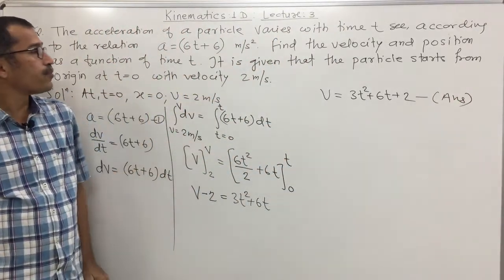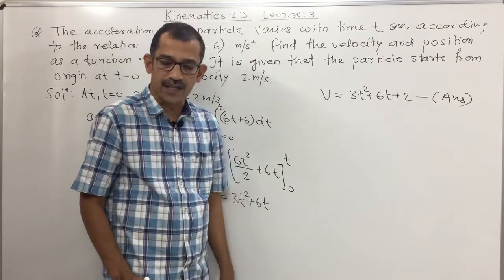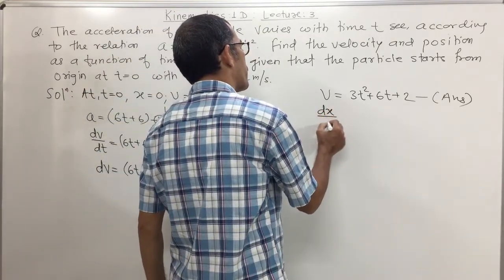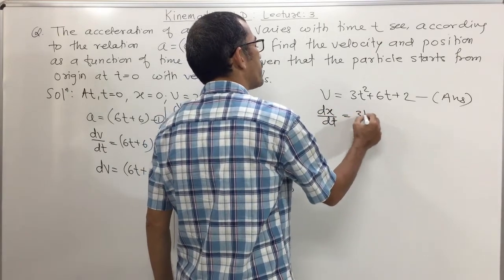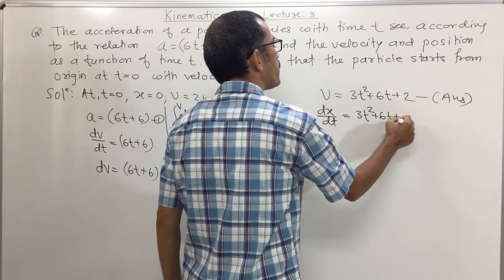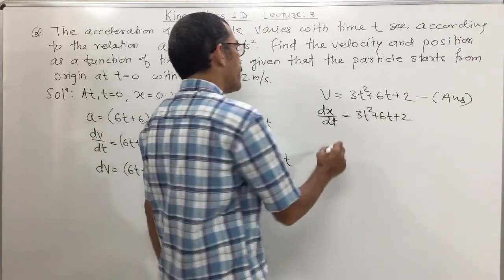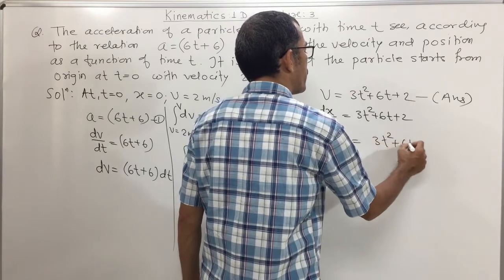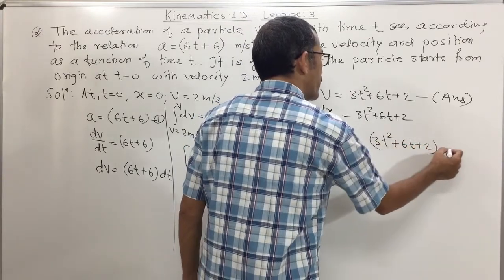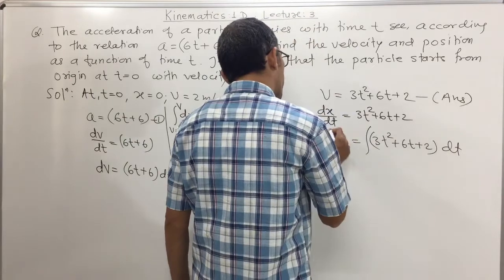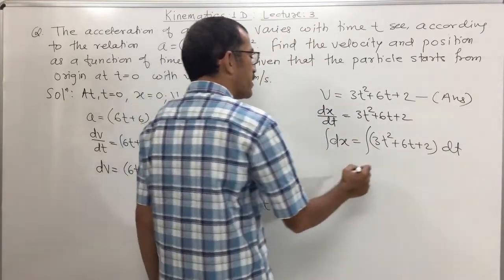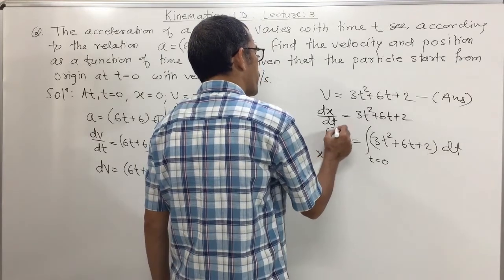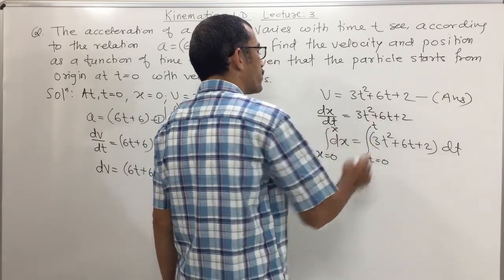But you have to find position also. How will you write v? Tell me quickly. It is simple now, right? v is dx by dt, which is 3t square plus 6t plus 2. That means dx is (3t square plus 6t plus 2) dt. Integrate it. At t equal to 0, x is 0. So x varies from 0 to x, and t varies from 0 to t.